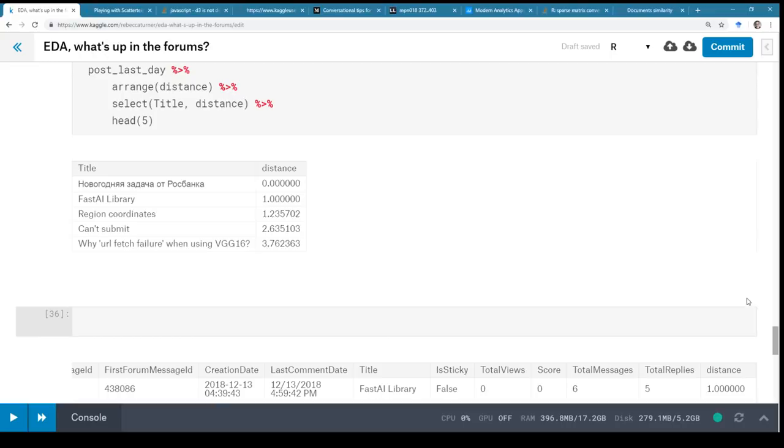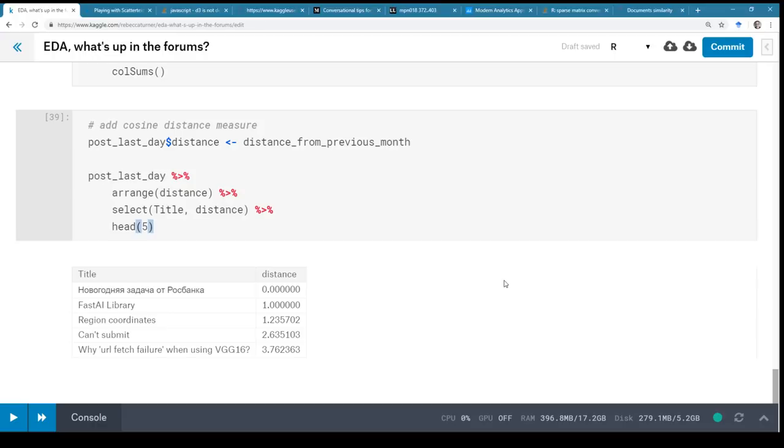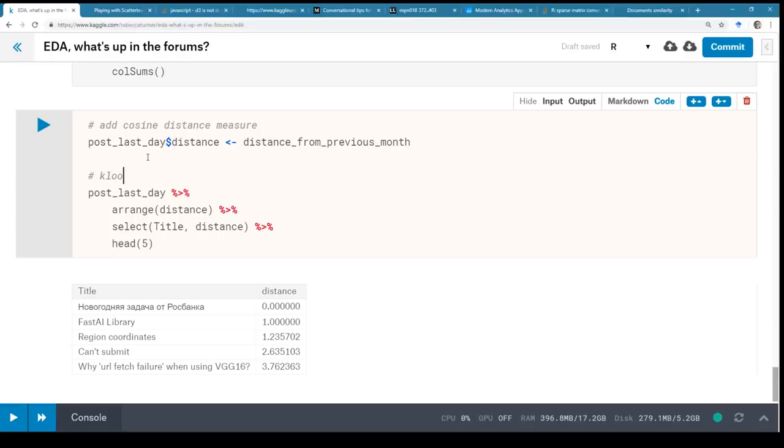from the last 3 days without looking at the previous month. Over the last 3 days, these are the most distinguishing comments. And I am very pleased that this Russian one is first, because there haven't been any other, or very few other Russian comments. So it would make sense that this would be very dissimilar to things that we have seen previously. So I think that's a win. Look at the top five most dissimilar comments.